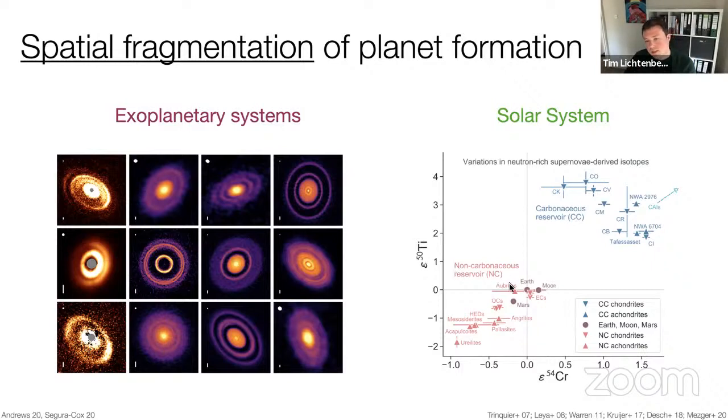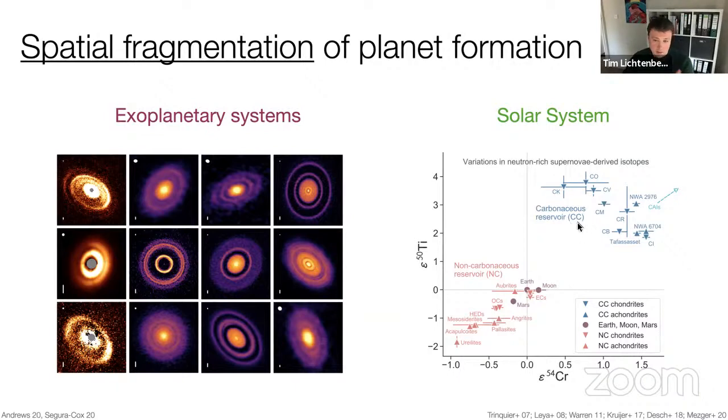And what we see is that if you take measurements from individual planetary bodies and meteorites in the solar system, then we see that these meteorites cluster in two different classes: the non-carbonaceous, NC, and the carbonaceous reservoir, CC, which is typically thought of as dividing the inner and the outer solar system during the early onset of accretion and during the protoplanetary disk stage.